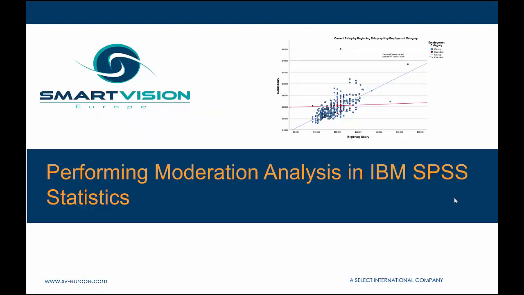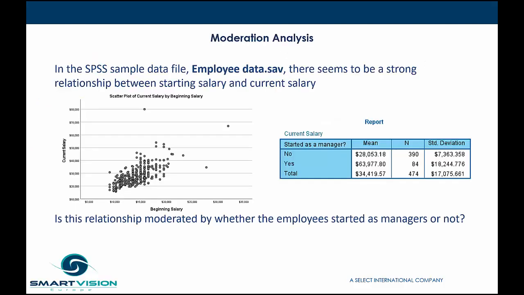I'm going to take you through a simple example of performing moderation analysis in SPSS Statistics using the Process macro, which I've downloaded and installed in my copy of SPSS. The example data file I'm using is employeedata.sav. This is a well-known sample file that ships with SPSS. You'll find it in the samples folder where SPSS is installed. I've actually added an additional variable to it, which I'll talk about in a moment, but let's begin by looking at our core relationship that we're trying to investigate, which is a relationship between people's starting salary, their beginning salary, and their current salary.